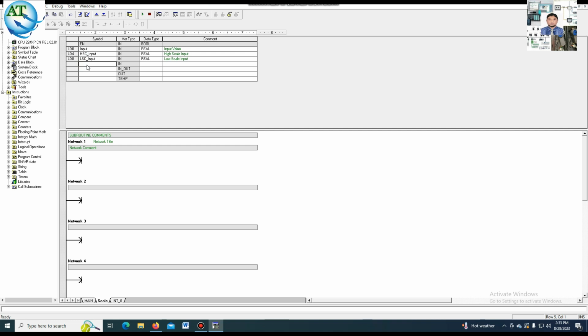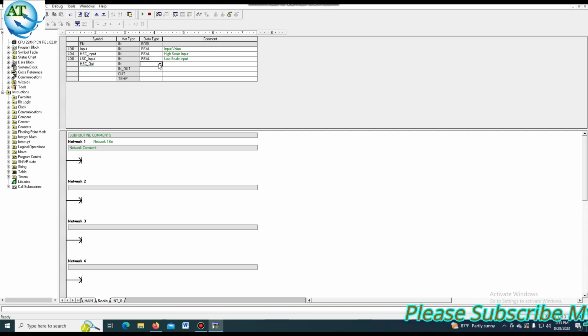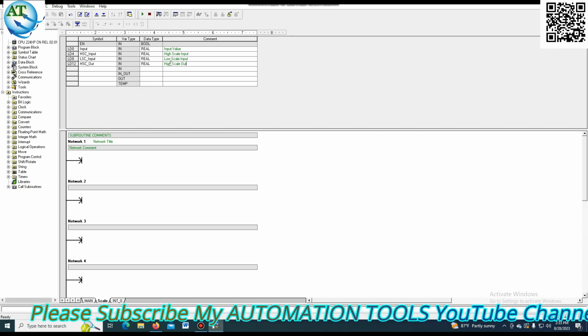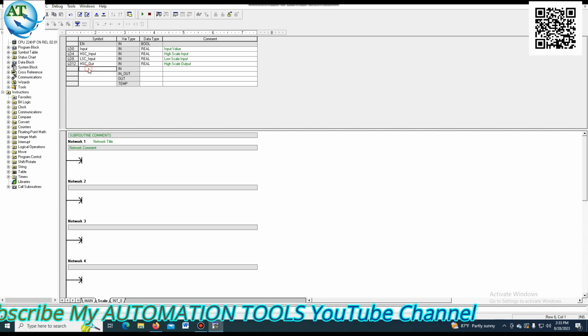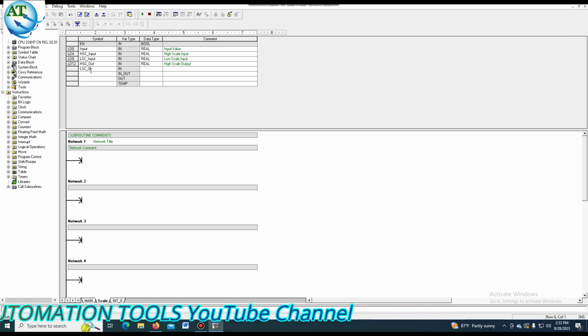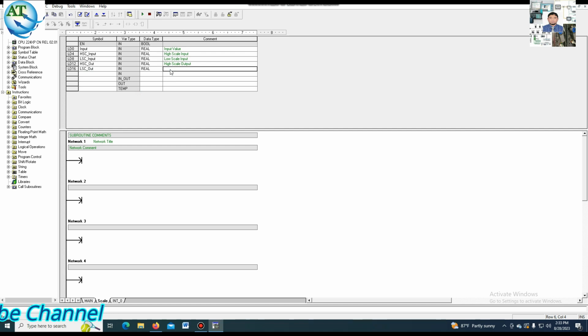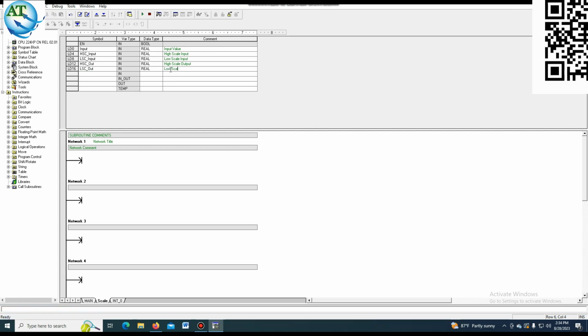Now we need the high output and low output, two outputs for the range, so it has two inputs. We define high scale out. It is also real, so we take it real. We comment it as high scale output. In the same way we design low scale out. It is also real, so the data type is real. We comment it as low scale output.